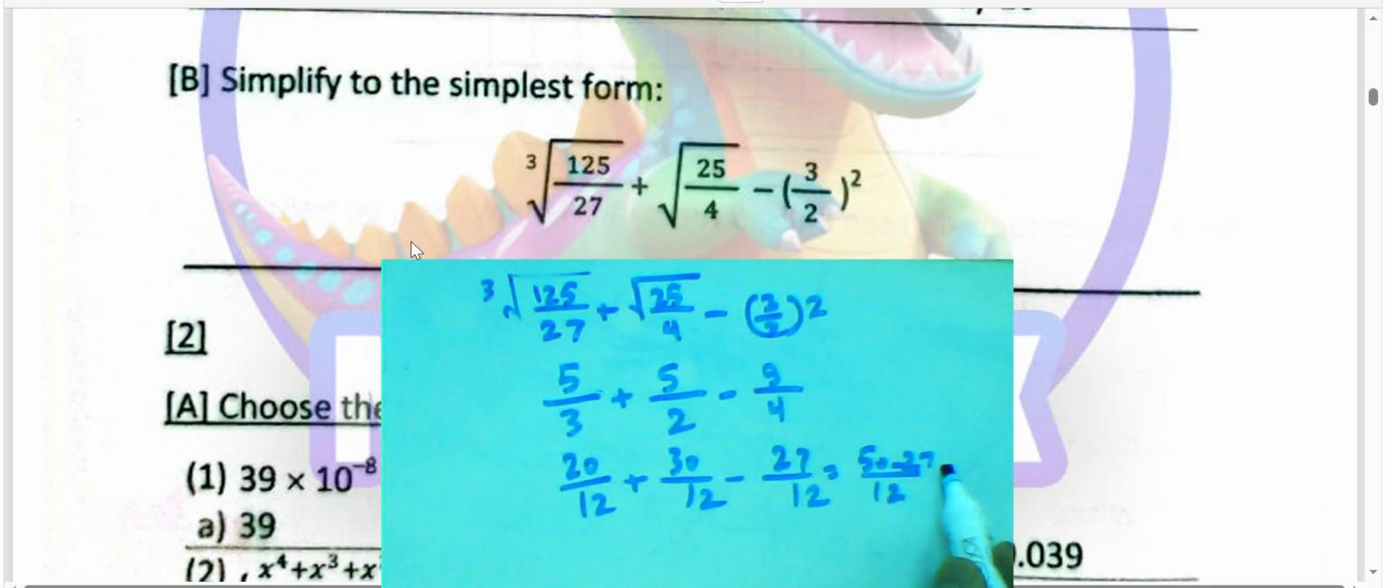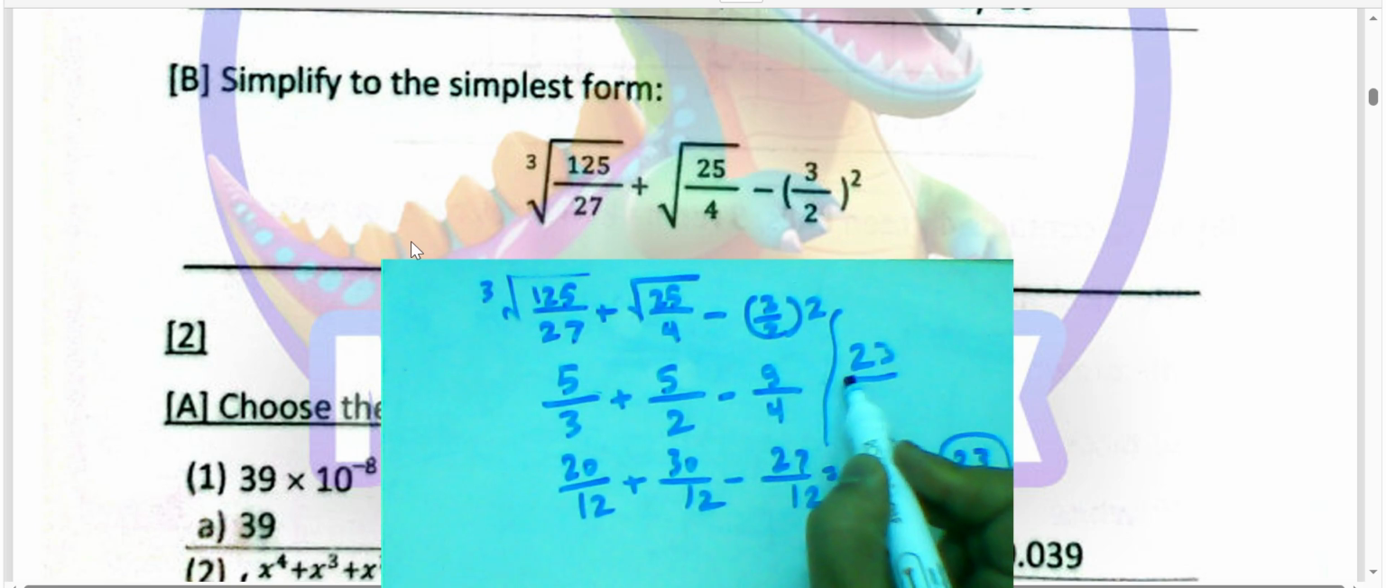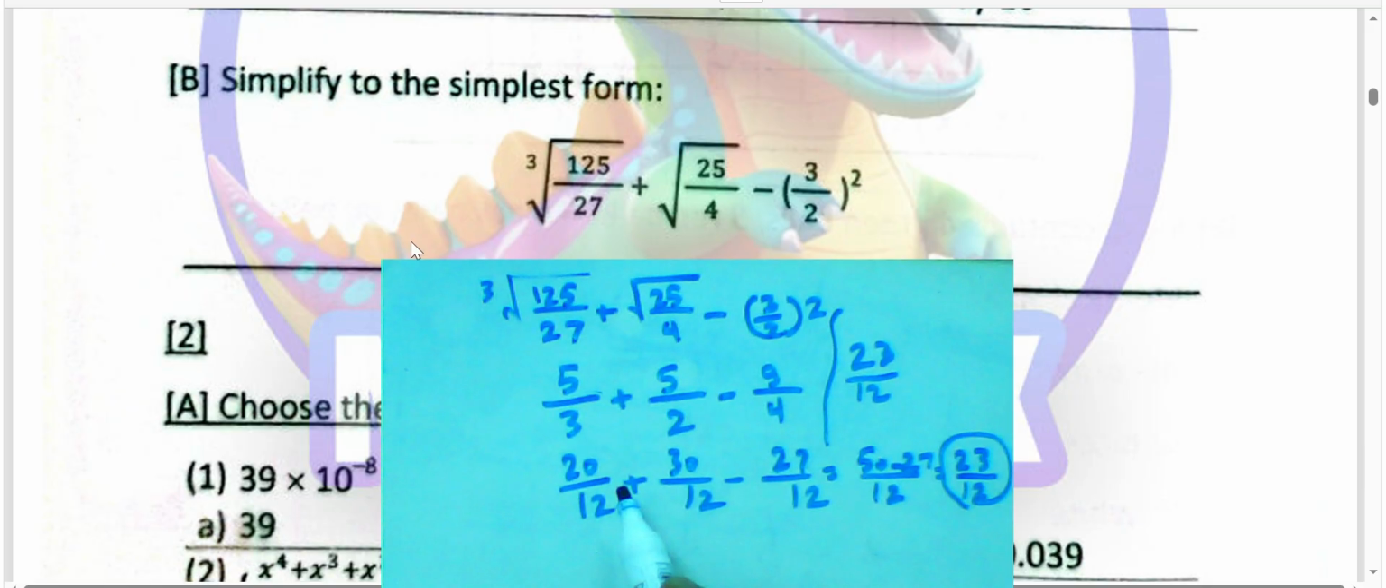Subtract by 27. Right, 12 down, and 10 minus 7 is 3. 4 minus 2 equals 2. Then we have 23 over 12. The answer will be 23 over 12. You can simplify it.